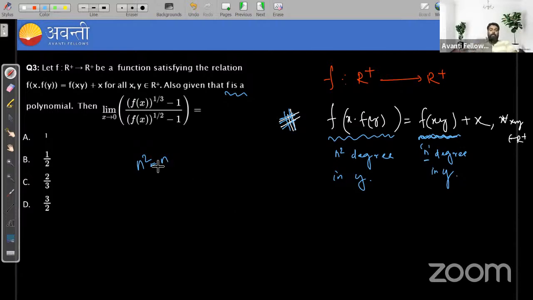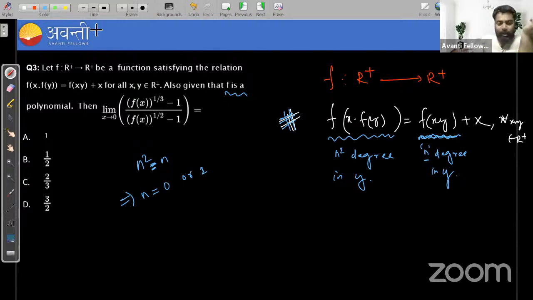So for this functional equation to be satisfied, the degree of the left hand side must be equal to the degree of the right hand side. Then this will be n square is equal to n. So from here we are getting n is equal to either 0 or 1.